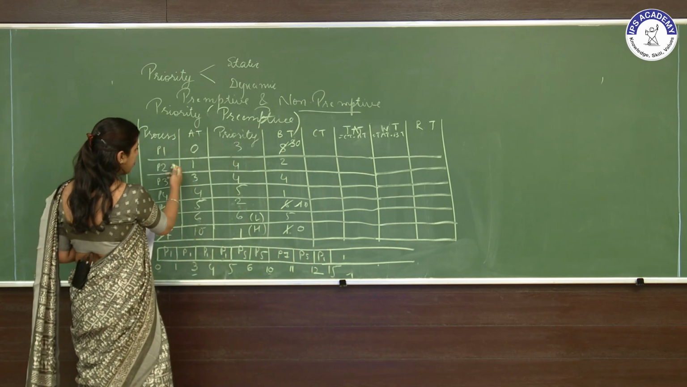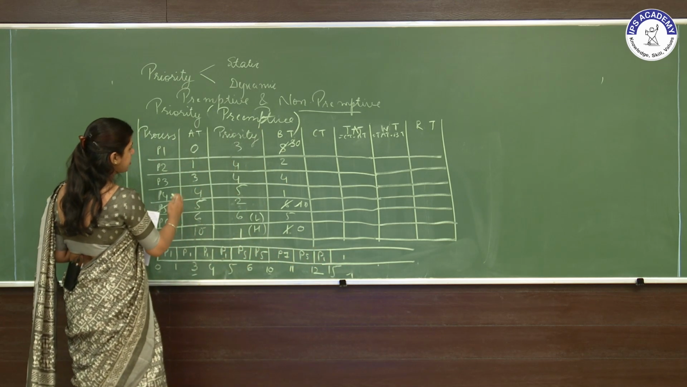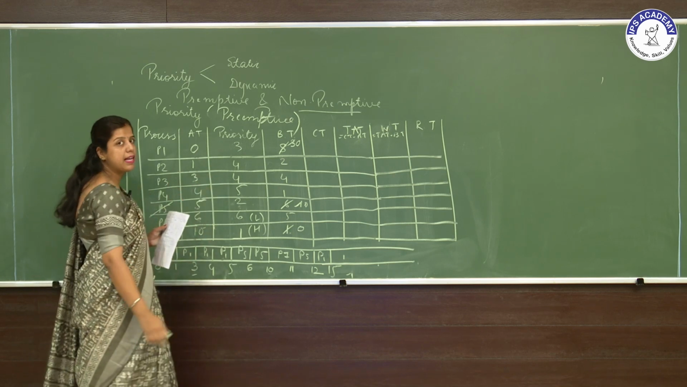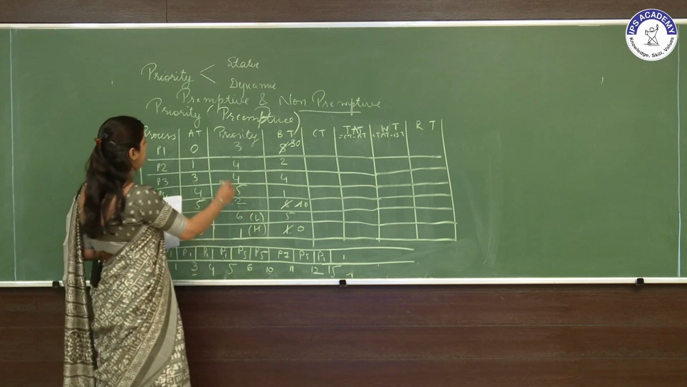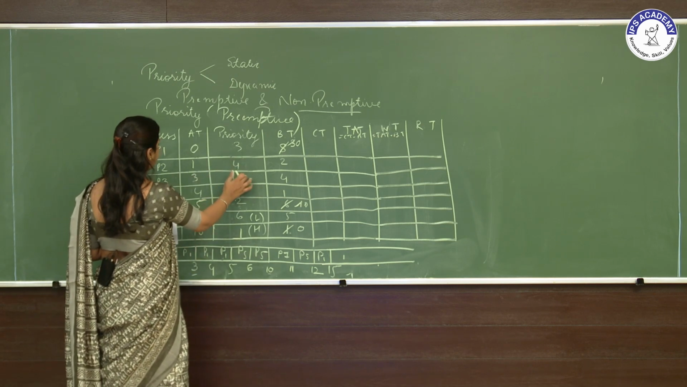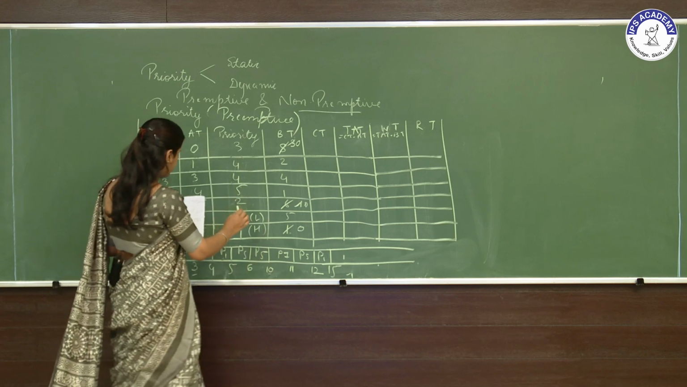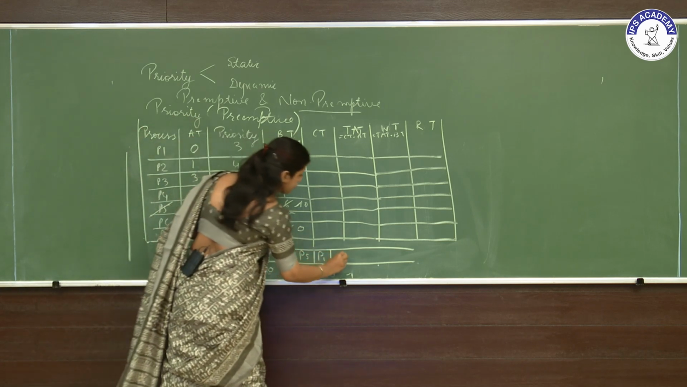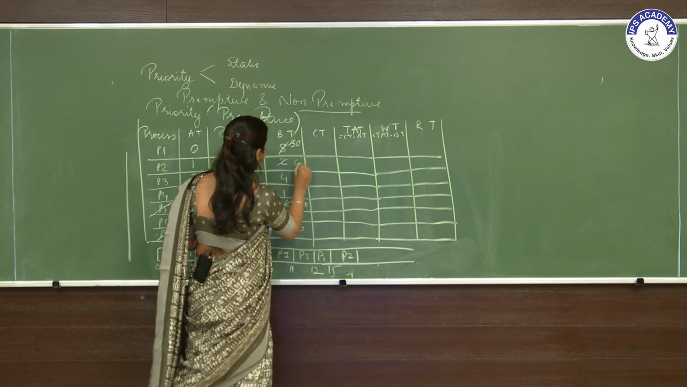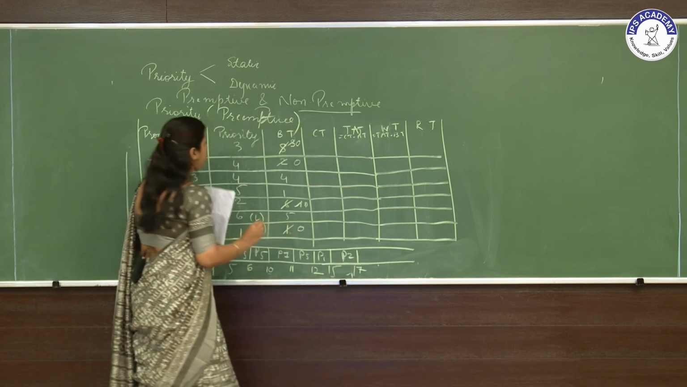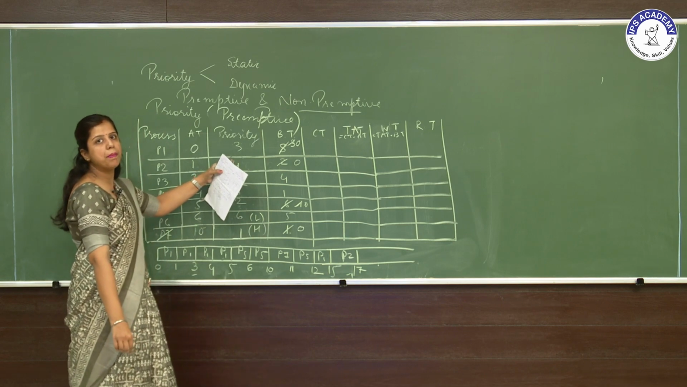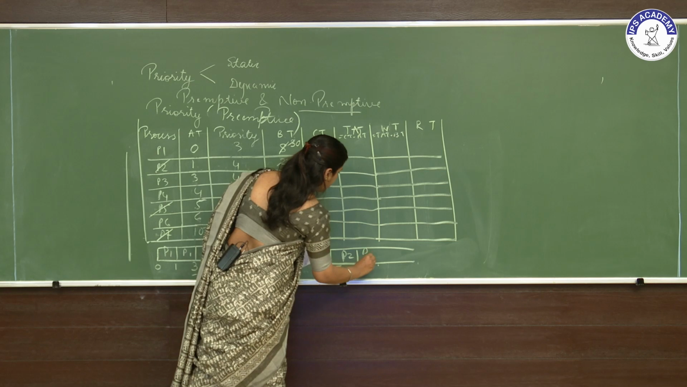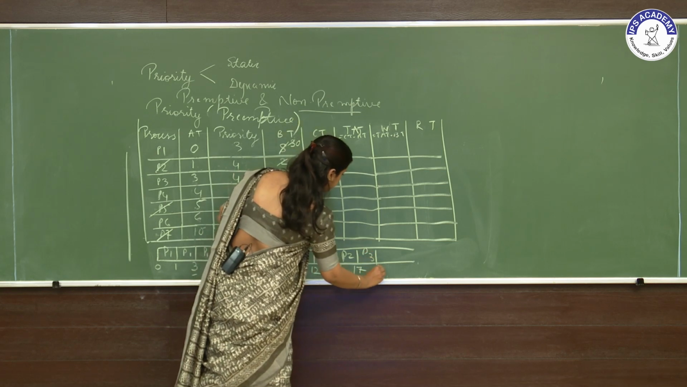Now P2, P3, P4 and P6 are remaining. Of these, P2 and P3 have higher priority. So we will compare on the basis of their arrival time since there is a tie. So P2 will be executed first for 2 units of time. To break the tie in the priority, we have to apply the FCFS scheduling algorithm. Then comes P3. For how much unit of time? For 4.